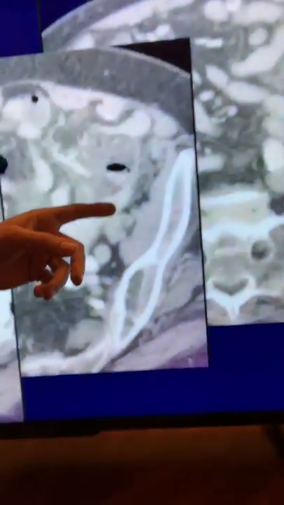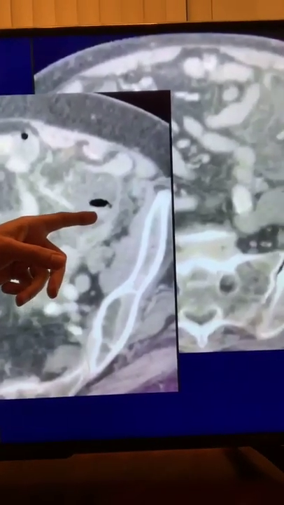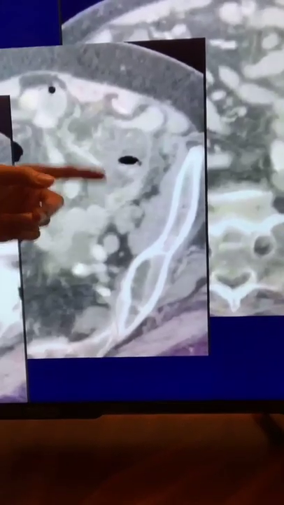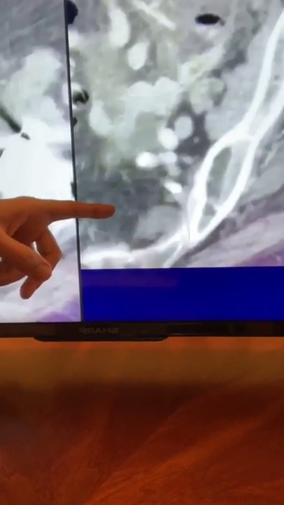Hey, guess what image this is? I know it's going to be flipped on the screen, but this is the right lower quadrant. So look, hey, there's some inflammation in the right lower quadrant. You're going to ask me, Amrit, how do you know that this is inflamed? Well, let's go down here. This is what fat should look like on a CT.